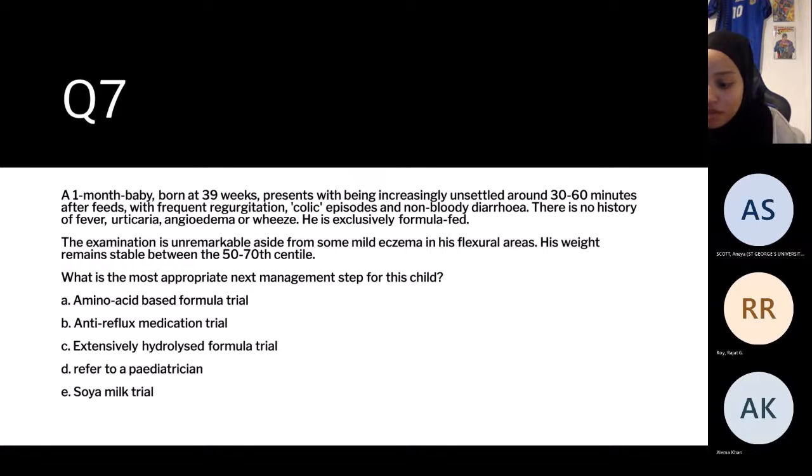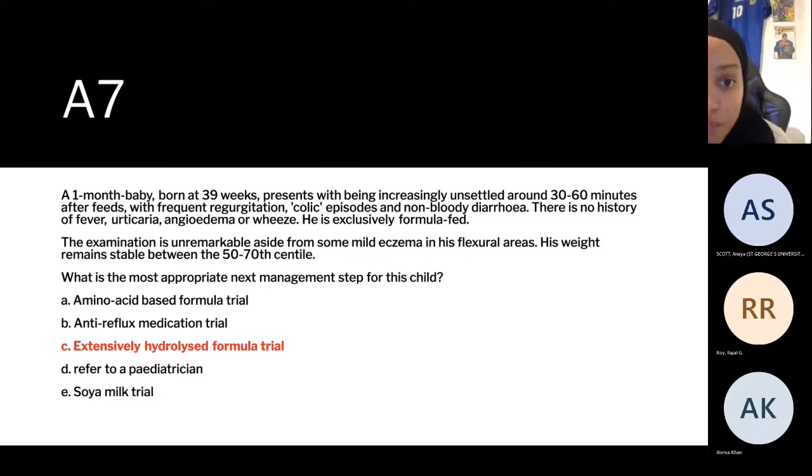Okay. Is everyone happy? I'll stop the poll. So we had 2 this time. It was between extensively hydrolyzed formula trial, and the other one was refer to a pediatrician. So the correct answer is extensively hydrolyzed formula.